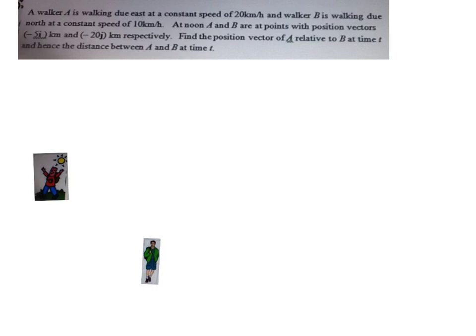In this question, we've got two walkers, this walker and this walker, and if we take this to be an origin, they start off at minus 5i, which is walker A, and minus 20j, so down here, is walker B. And walker A is walking east at 10 kilometres an hour. Off he goes, like that.